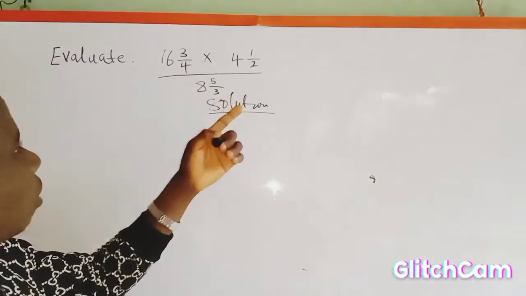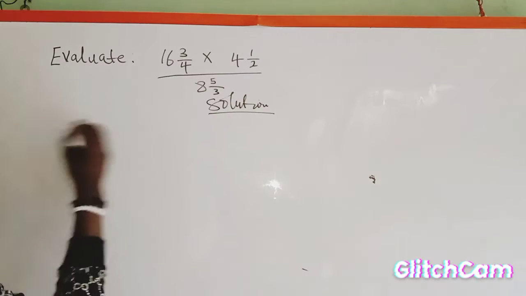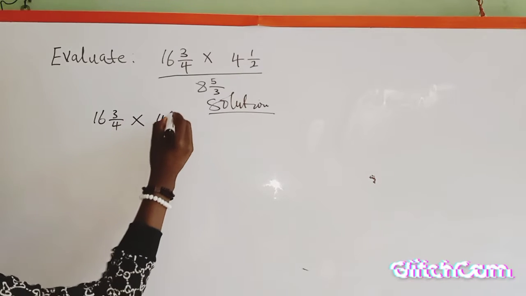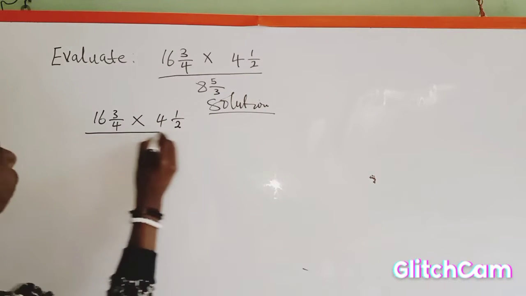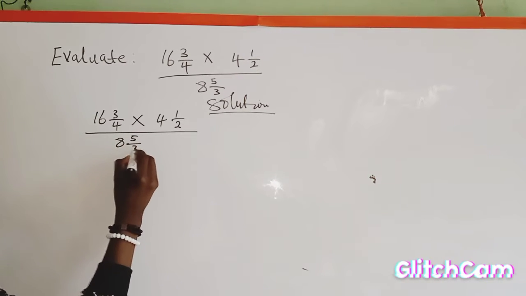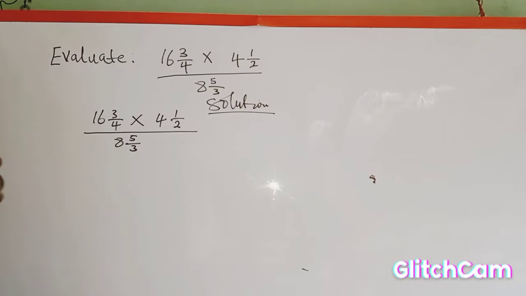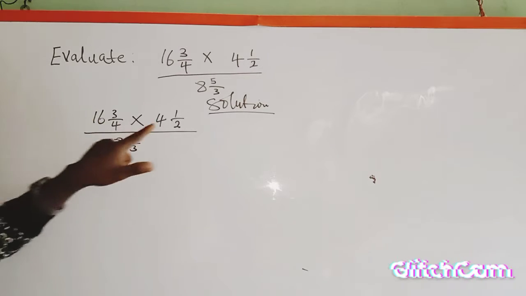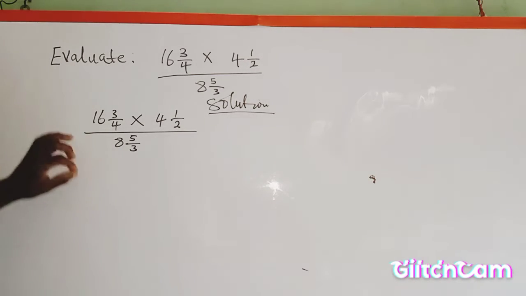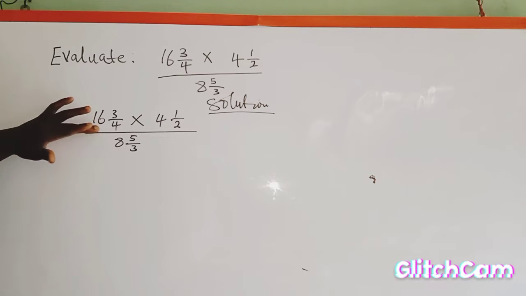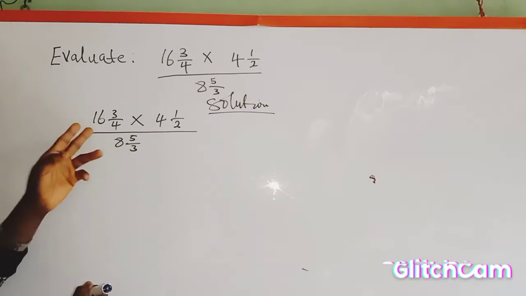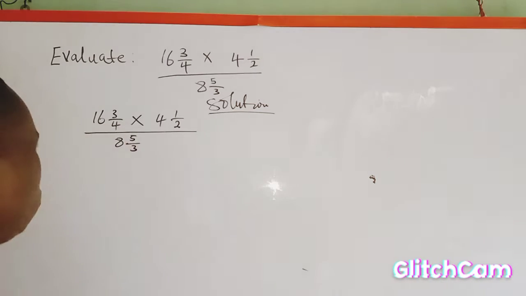If you look at this question, let me bring the question down: 16 to the power of 3 over 4 multiplied by 4 to the power of 1 over 2, everything over 8 to the power of 5 over 3. If you look at the whole numbers in this question, we have 16, 4, and 8. Everything is an even number. So our target now is to break these numbers so that all the bases will be equal. 2 can go into any even number, so let us use 2.